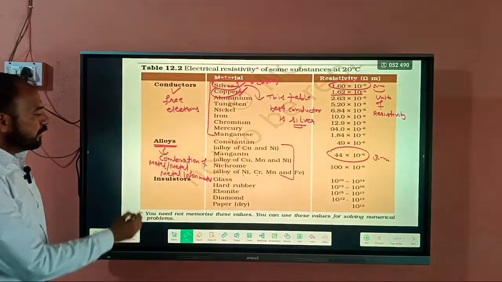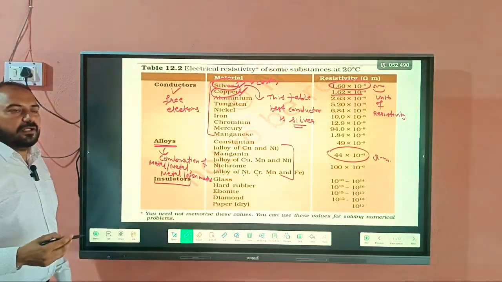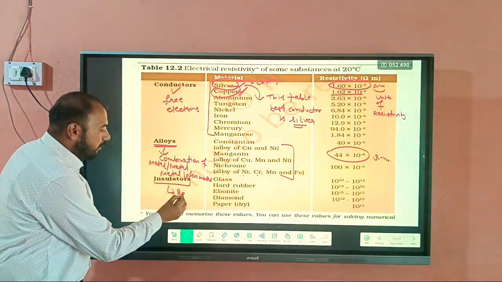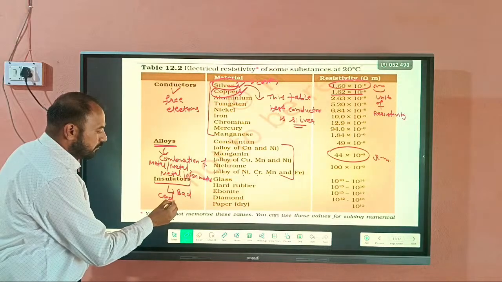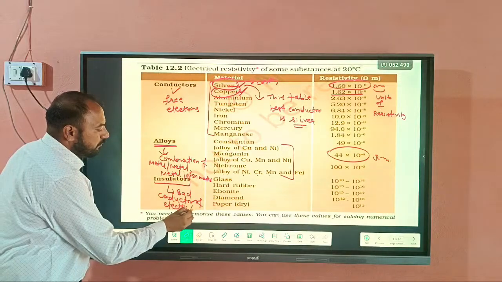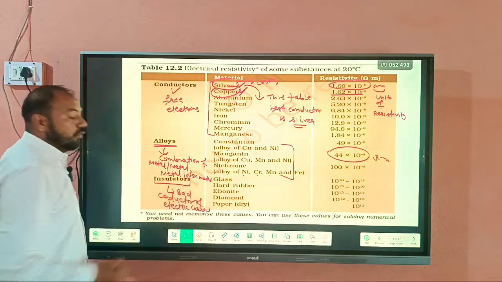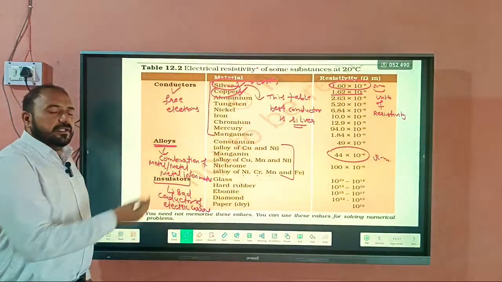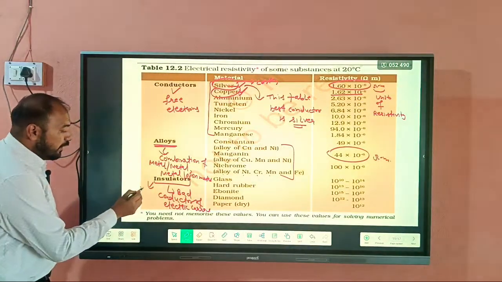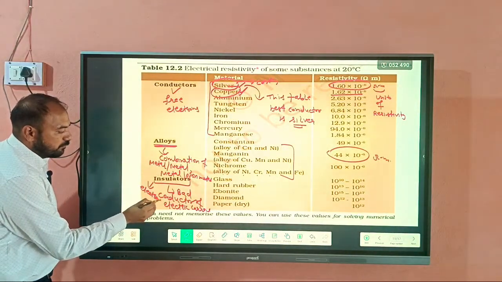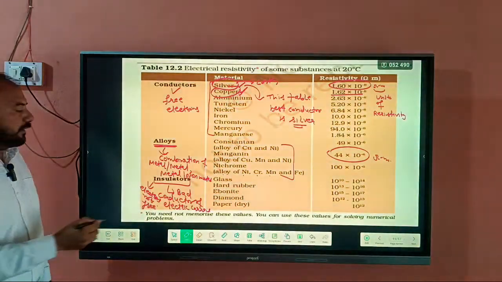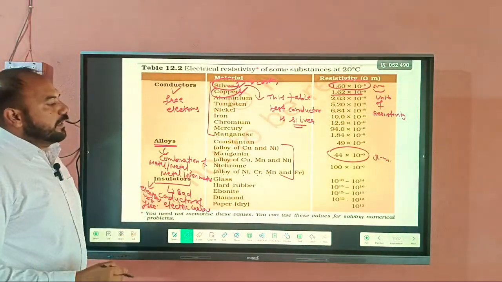And another is insulator. We already know what an insulator is: a bad conductor of electric current. Why is it a bad conductor? Because they consist of electrons, but these electrons are not free. When we apply voltage, these electrons do not flow. That is why they are called insulators.